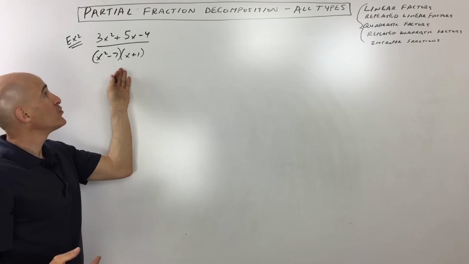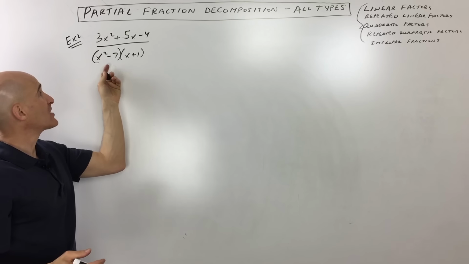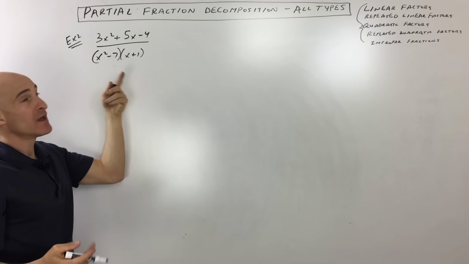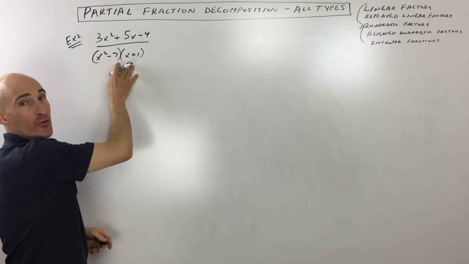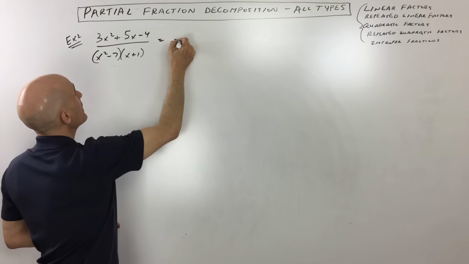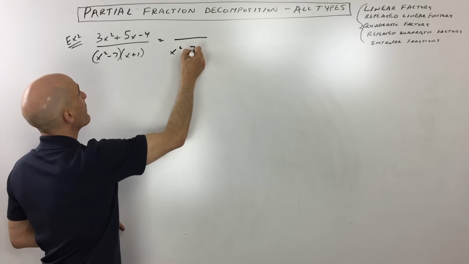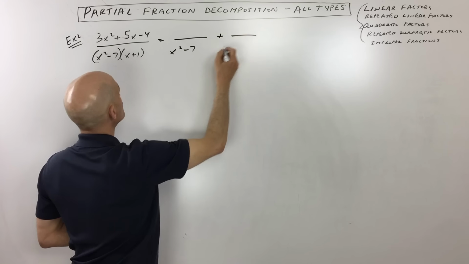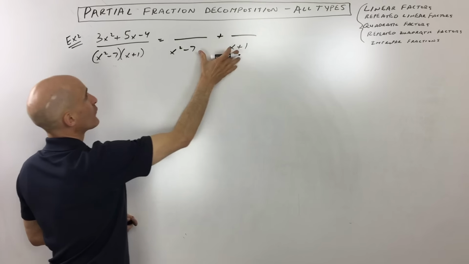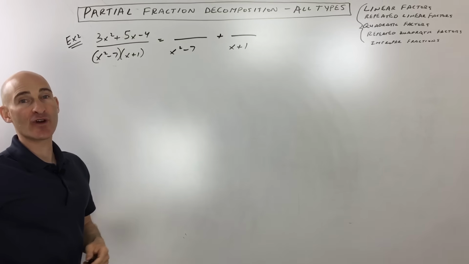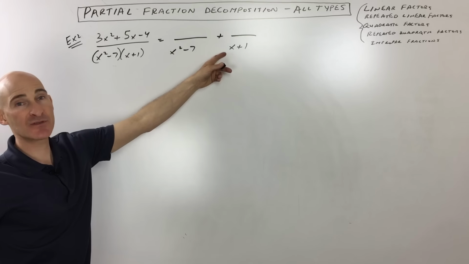Okay, example number 2 of the quadratic factors. Now remember, quadratic is a second degree. They've already factored this denominator for us. That makes it a little bit easier. But what we're going to do here is work backwards to figure out what those original fractions were before we combined them into this larger fraction here. So this is the partial fraction decomposition process.